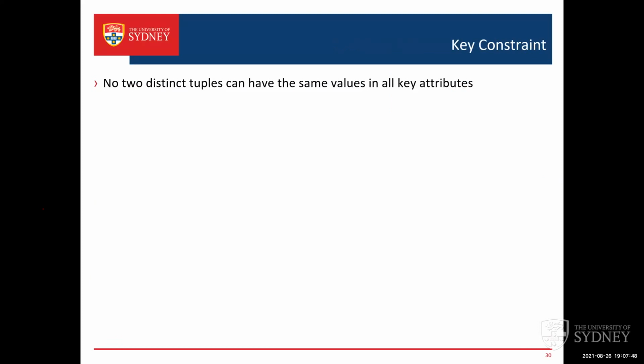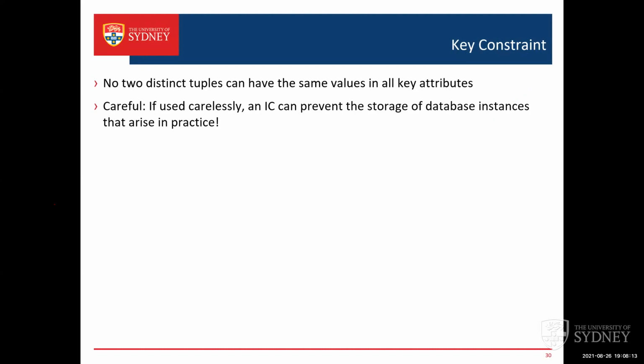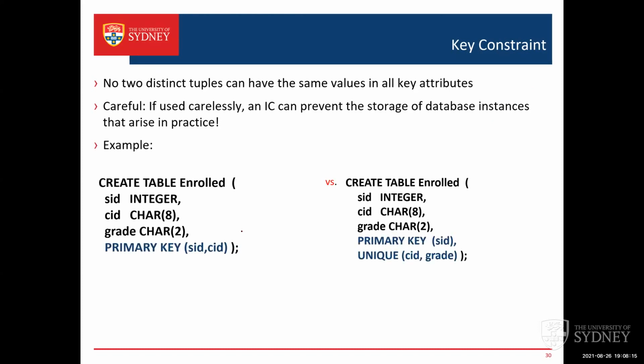Okay, key constraint. If we declare some keys, what are the constraints? What are the conditions that we are putting in there? We know if we declare something as, let's say, primary key, no two distinct tuples can have the same value in those key attributes, right? So if SID is the primary key, then no two students can have the same SID. But we have to be careful when declaring these keys. Between these two, one will be wrong and one will be right.